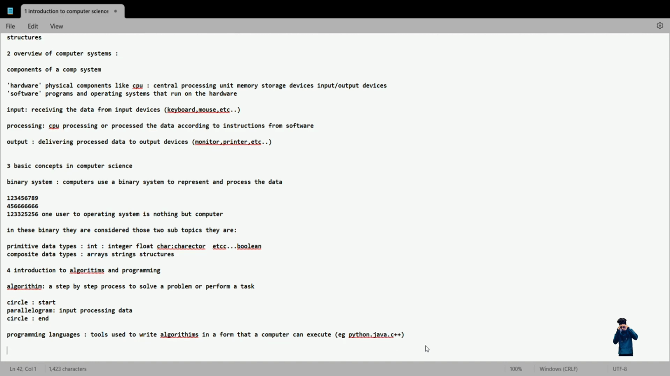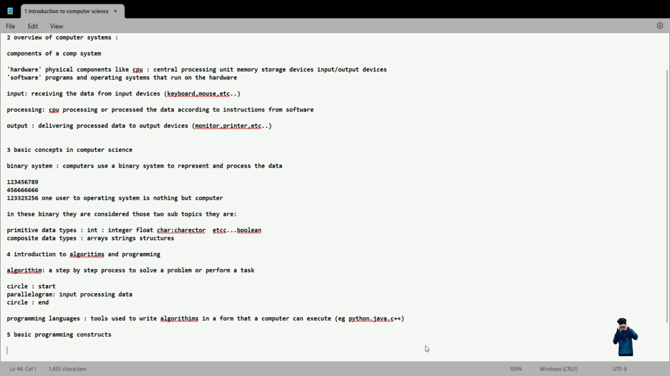After this, we want to move to the fifth topic. First one, basic programming constructs. What do you mean by basic programming constructs? Similarly, first of all, variables. What do you mean by variables in computer science? First of all, note the definition: used to store data values.